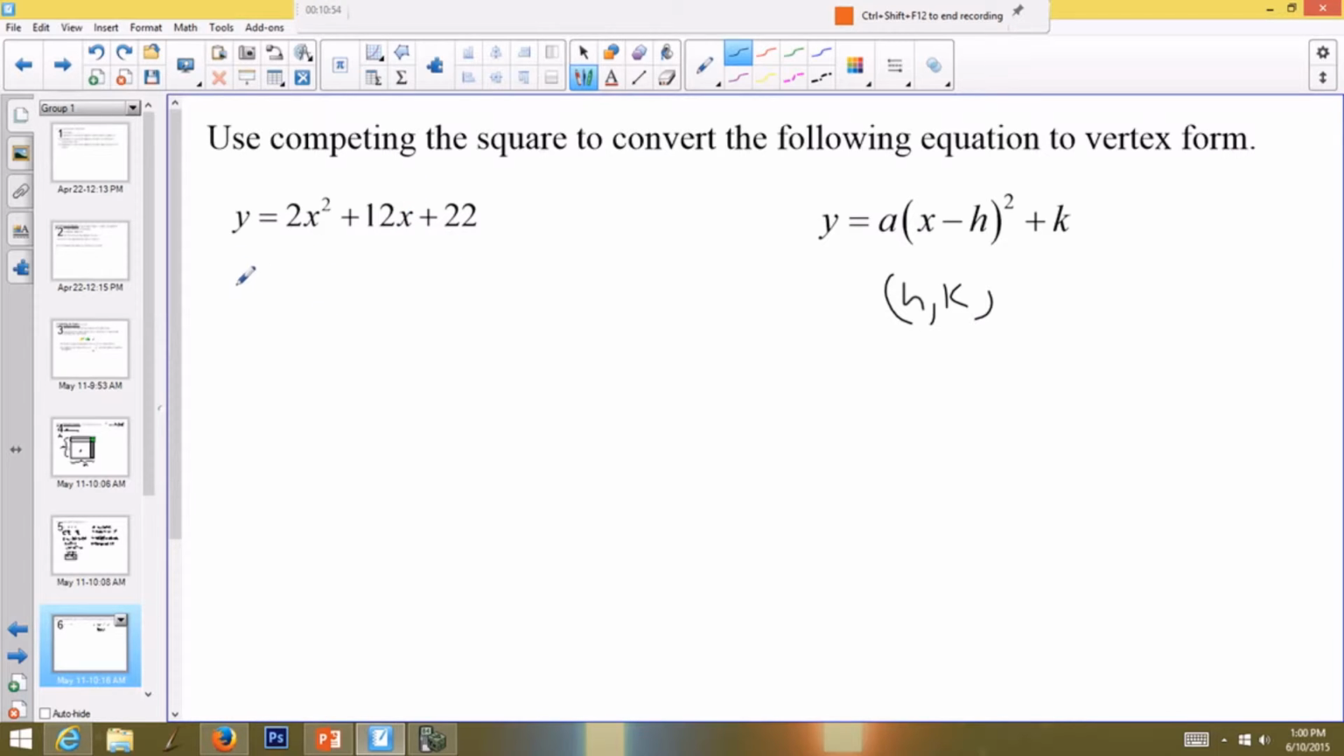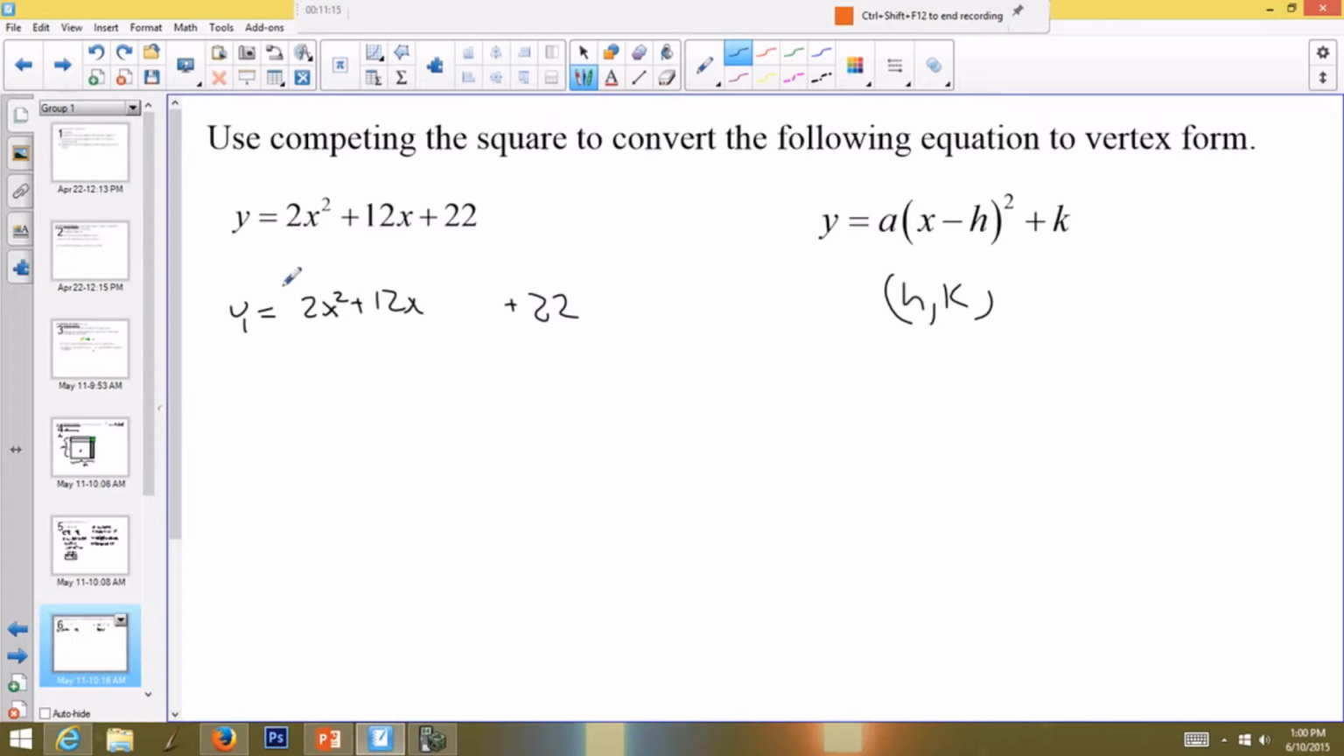So first thing we're going to do is group the 2x squared plus the 12x, and we'll give ourselves some space and move that constant out of the way so that we can deal with it later. So I'm going to write y equals 2x squared plus 12x, and then plus that 22.